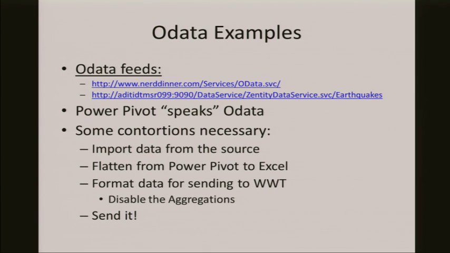So the example that I'm not going to show is from nerddinner.com. You go out to the site, and it exposes an OData service, and you use Power Pivot to talk to that and pull in some data. It's time-dependent data. It's latitudes and longitudes of dinners for people who consider themselves nerds, which I am proudly one. So you pull that data into Power Pivot, and then you do a little bit of massaging on it, and suddenly you have this flat file in Excel, and you know how to put that into WorldWide Telescope. So it's not a perfectly smooth one-shot deal, but there is a way of connecting an OData data source to WorldWide Telescope. Okay, I wanted to mention that without belaboring it, just to keep us on track.